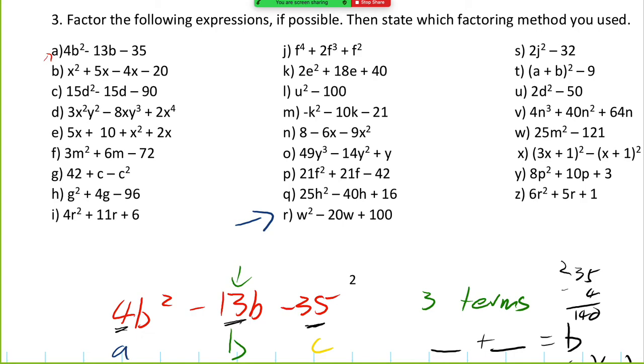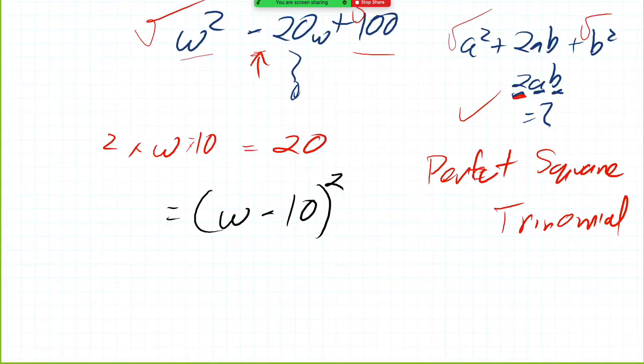We're going to go over one other question here. And we're going to use this one here, 2d squared minus 50. So 2d squared minus 50. This is another special case. There's only two terms here.